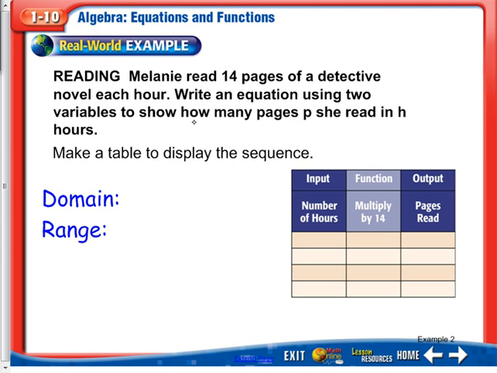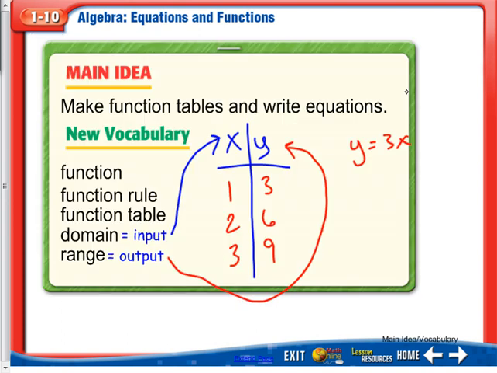Melanie read 14 pages of a detective novel each hour. Write an equation using 2 variables to show how many pages P she read in h hours. So the output is pages read, the input is number of hours. Usually, like I showed in the example here, I have my input, so here I went 3 times x, and that equals y.